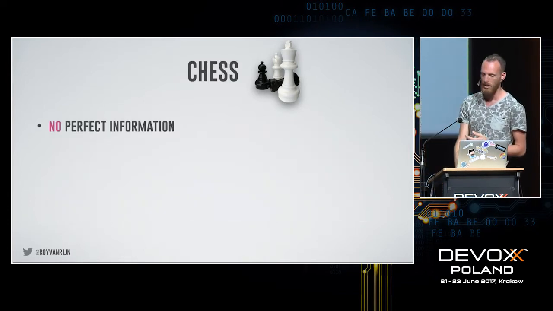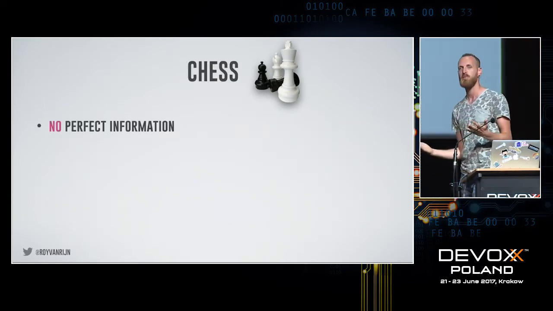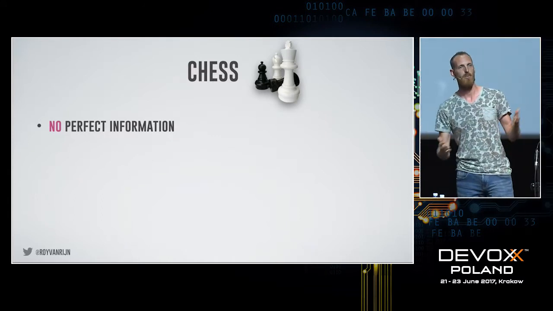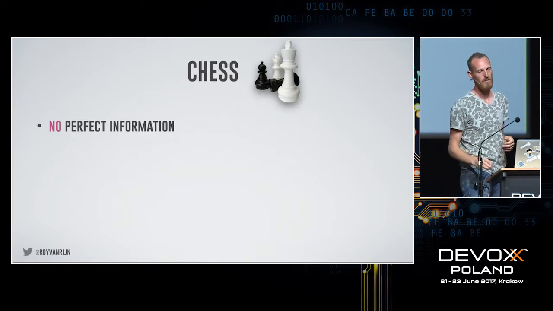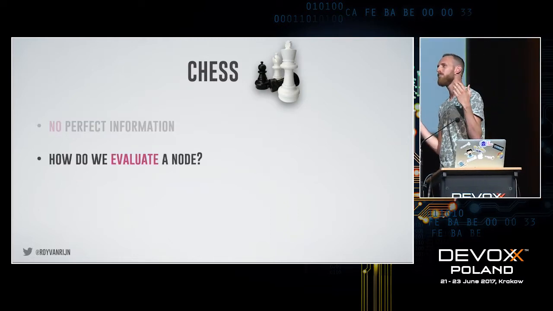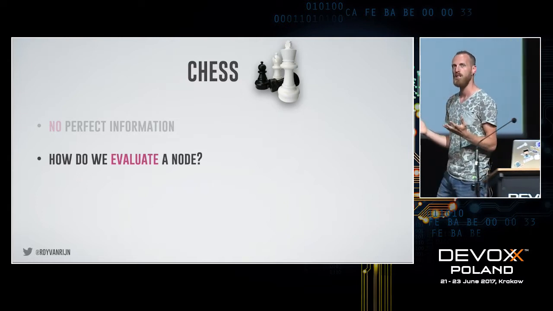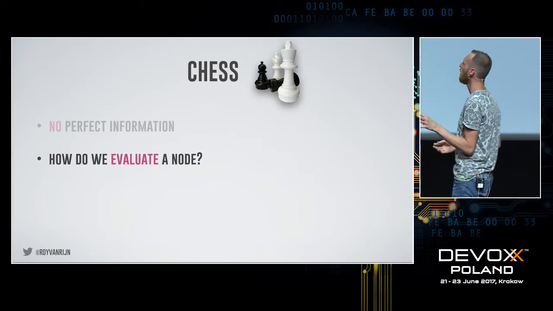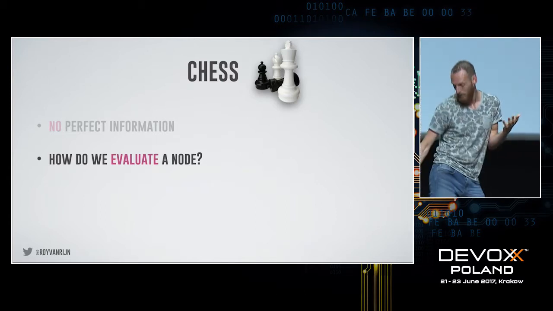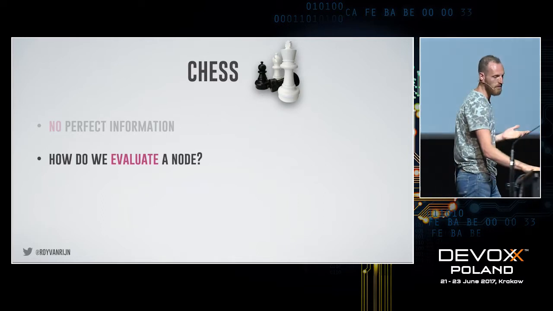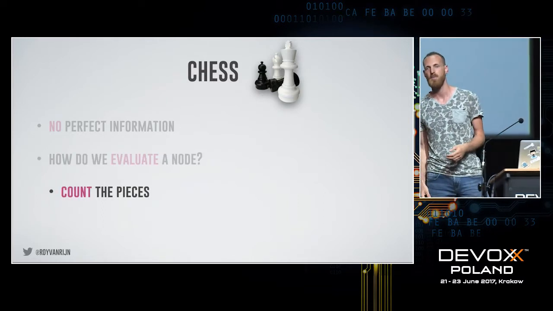So the problem is there's no perfect information. We can't calculate all the way to the end and assign a value, either win or lose. That's impossible. So how do we evaluate a node? How do we give a value to a certain node? It turns out in chess, it's very easy. You just count the pieces.